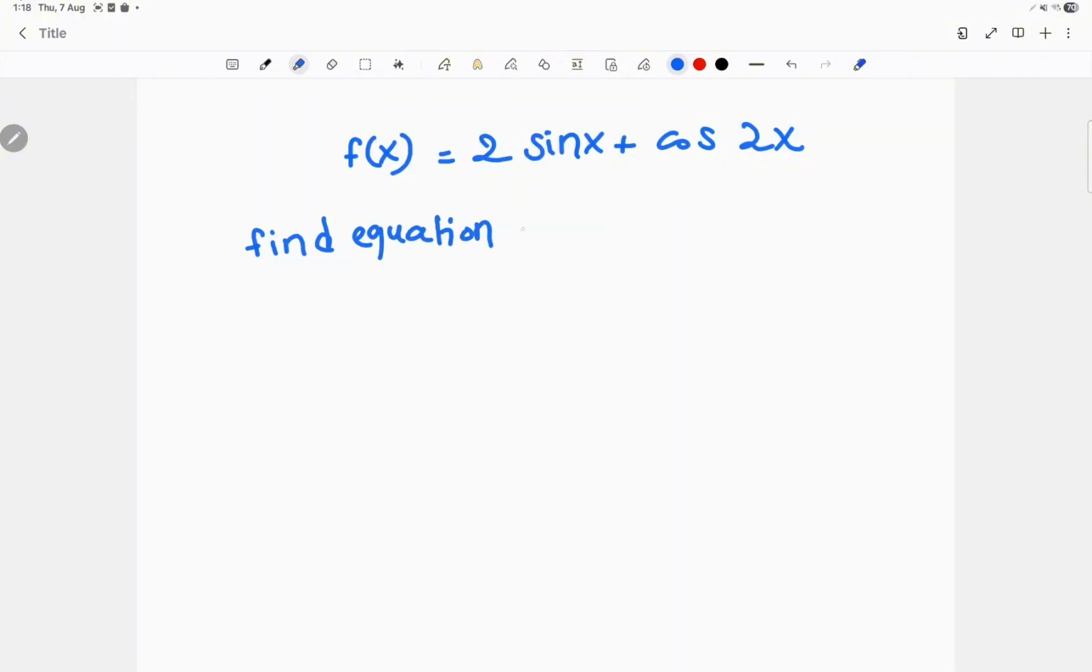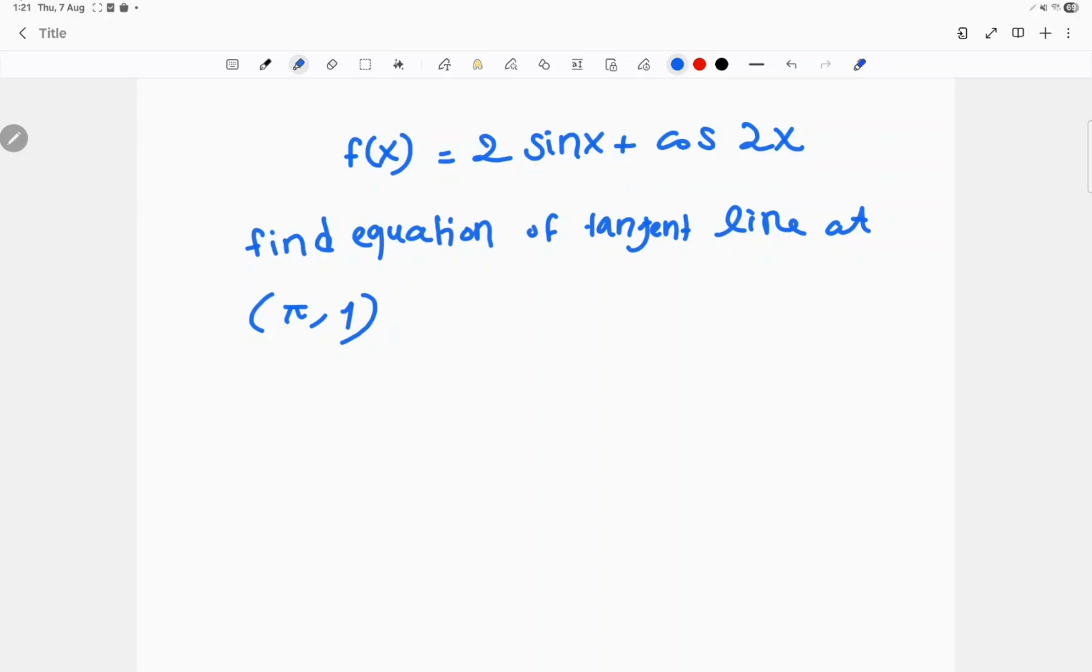If I have the following function, f of x is equal to 2 sine x plus cosine of 2x, I want you to find the equation of the tangent line. And I also want you to replace at pi and at 1.